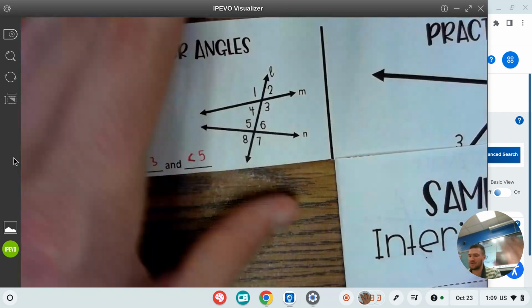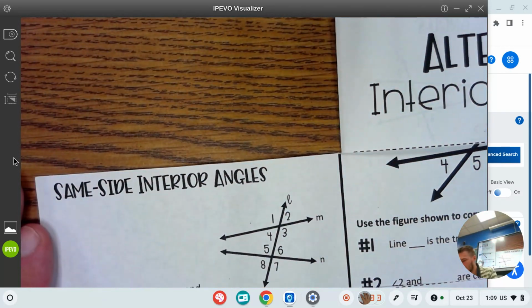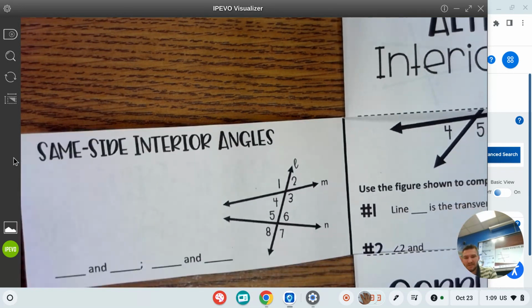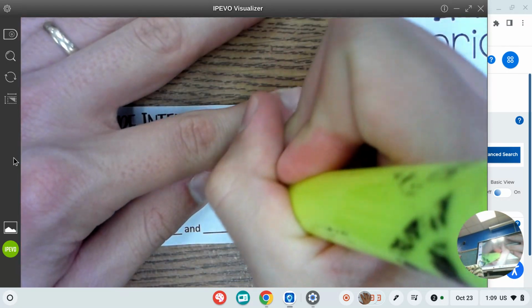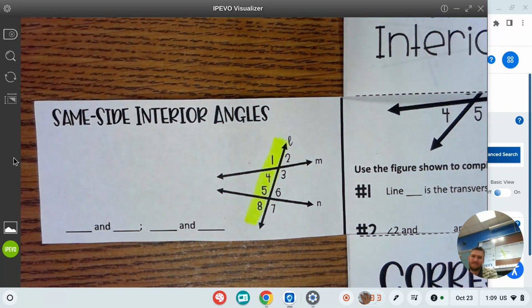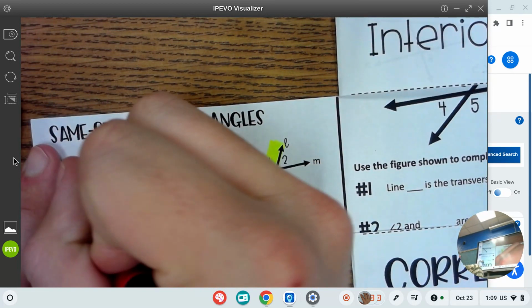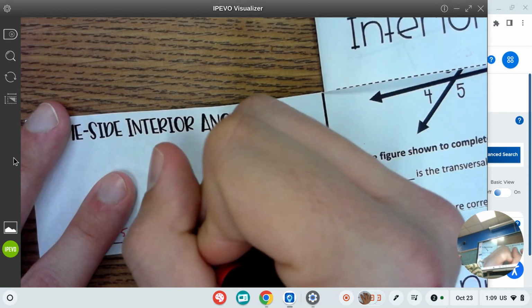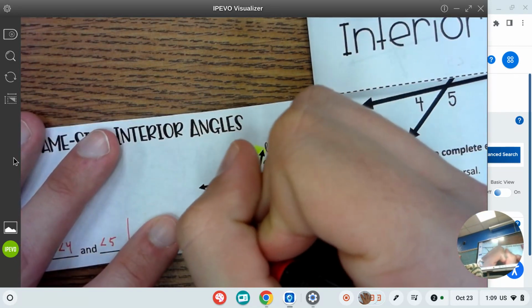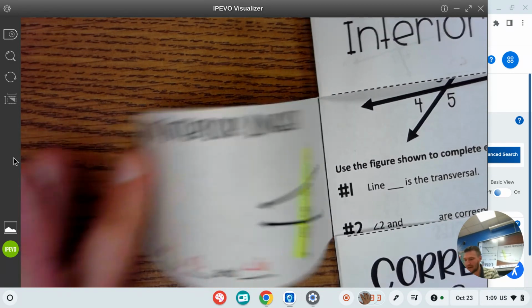It's the same as on your notes. Just look on your notes, and honestly, if you need to just do them in your head, then just do them in your head. Same side interior. That means they should be on the same side of the transversal. Again, you can think about it like there's a yellow side and a pink side. So, looking at that transversal, same side interior should be 4 and 5, or 3 and 6. These are the same exact numbers that we have on the notes.